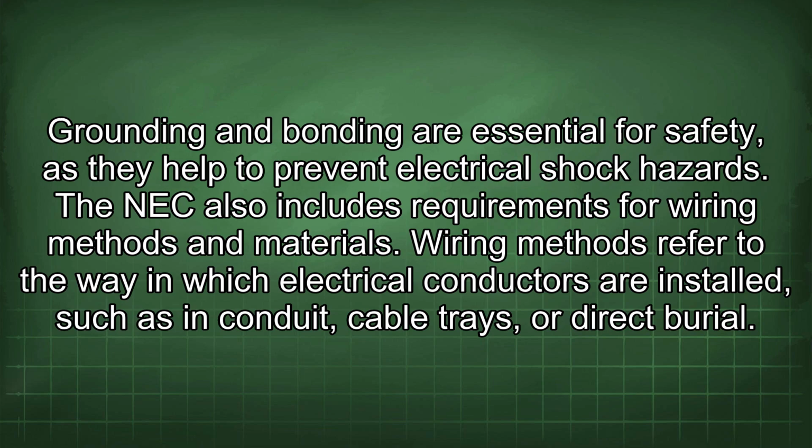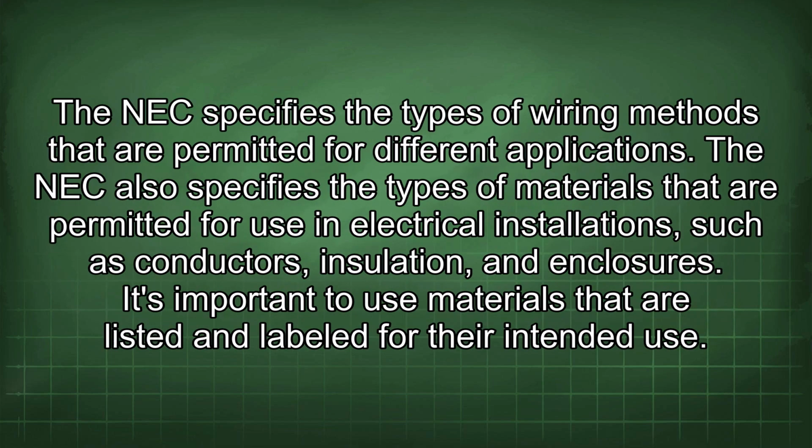The NEC also includes requirements for wiring methods and materials. Wiring methods refer to the way in which electrical conductors are installed, such as in conduit, cable trays, or direct burial. The NEC specifies the types of wiring methods that are permitted for different applications. The NEC also specifies the types of materials that are permitted for use in electrical installations, such as conductors, insulation, and enclosures. It's important to use materials that are listed and labeled for their intended use.